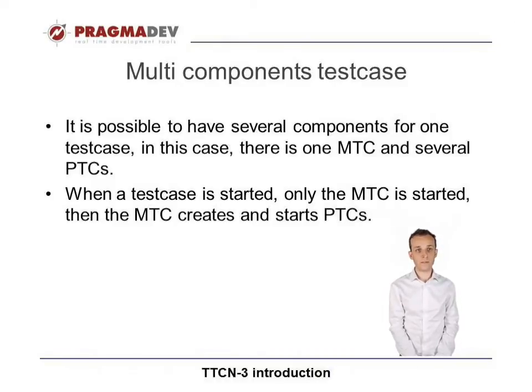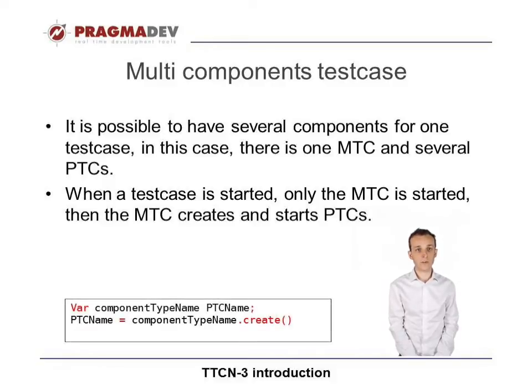As said before, a test case can be composed of one or several components. In the case of a multi-component test case, there is one MTC and all other components are called PTC, for parallel test component. The behavior of a PTC is described in a function. When a multi-component test case is started, only the MTC is started, and it is the MTC which will start all the PTCs. This example shows the creation of a PTC by the use of the create operation. Then we start the execution of this component by calling the start operation with the function we want to execute as a parameter.